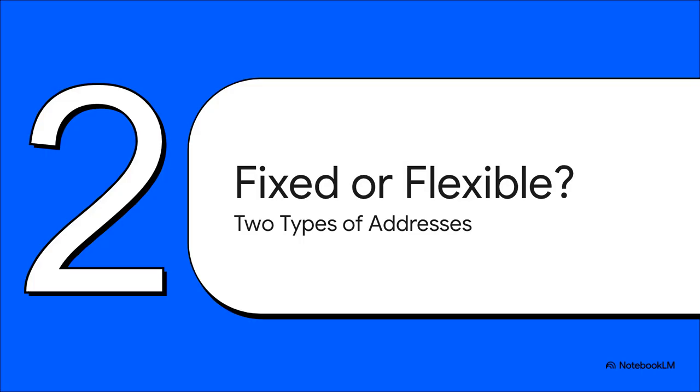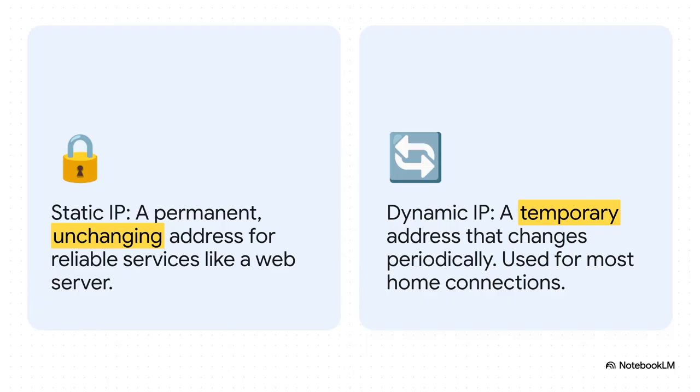Okay, so on top of being either public or private, there's actually another layer to this. IP addresses can also be either permanent or temporary. This is all about whether your digital address is set in stone or if it changes from time to time. A static IP is like having a permanent PO box. It's yours. It never changes. This is absolutely critical for something like a business website because you need your customers to find you at the exact same address every single time.